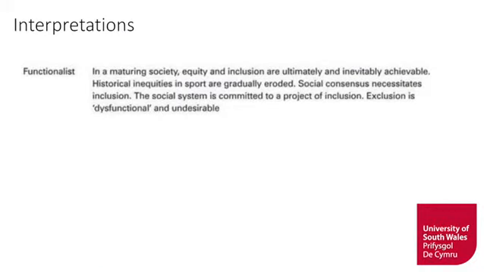So what are the interpretations? First of all, we've got functionalist. In a maturing society, equity and inclusion are ultimately and inevitably achievable. Historical inequalities in sport are gradually eroded. Social consensus necessitates inclusion. The social system is committed to a project of inclusion. Exclusion is dysfunctional and undesirable.